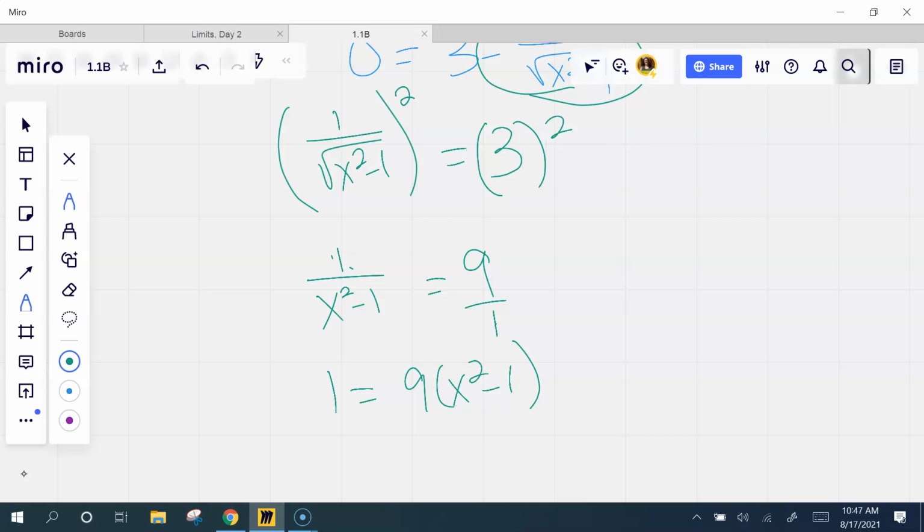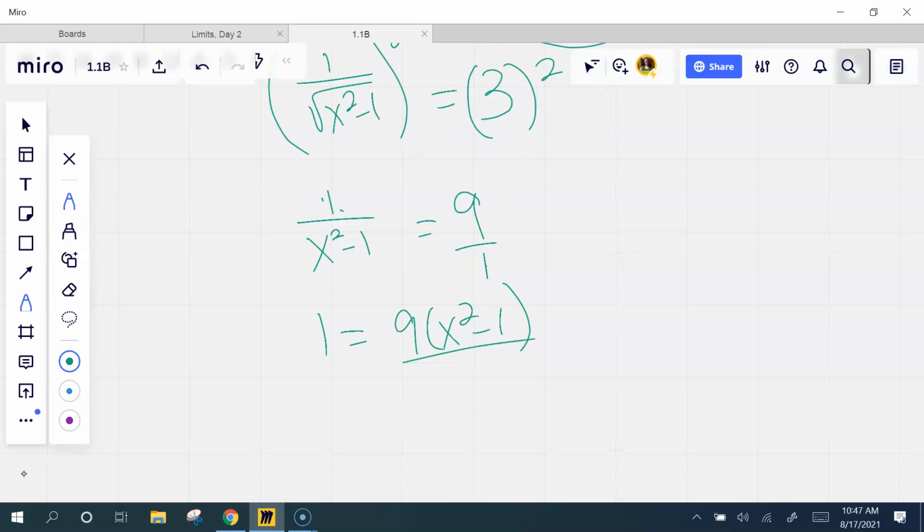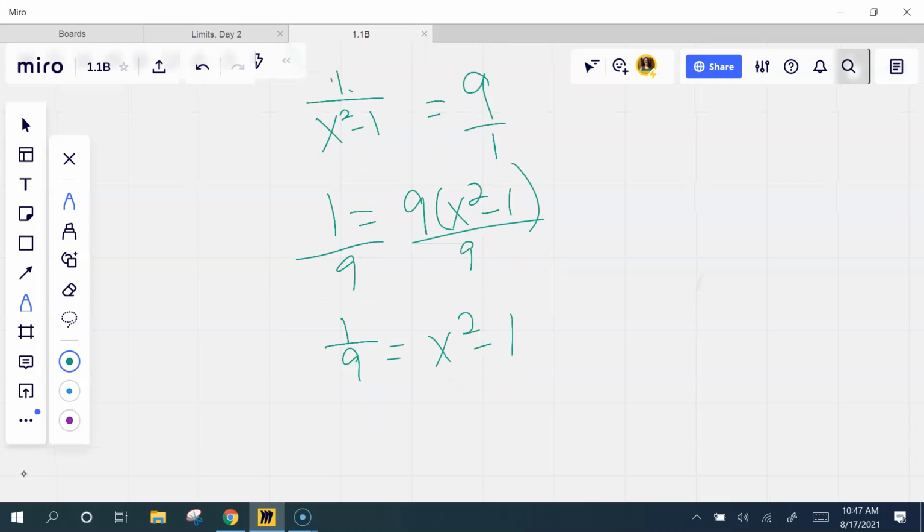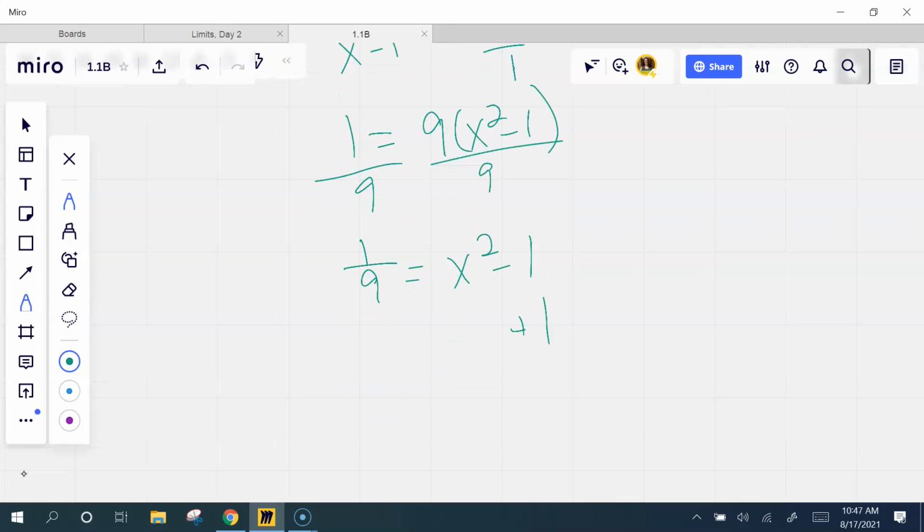Or I could just flip both sides, right, if I need to. You should be able to solve this at this point, right? Get x by itself, divide by 9. I have 1 over 9 equals x squared minus 1. Add 1 to both sides. Close.